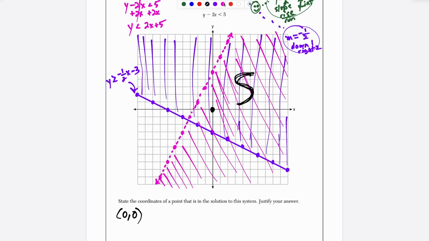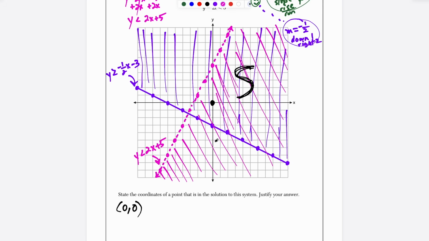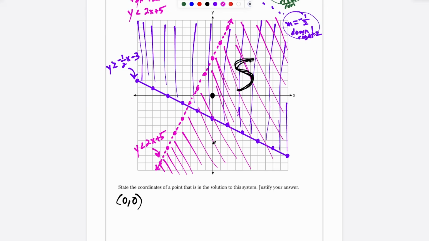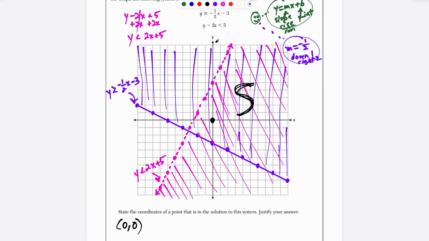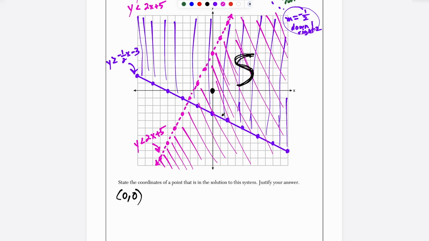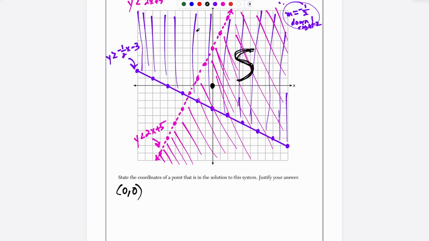And maybe before we do that, to be extra safe, I'm going to label this one here as y less than 2x plus 5. So now both inequalities are labeled. For the justification, how do I know that this point satisfies both? I'm going to plug 0, 0 into both of the inequalities to show they satisfy both. So for the first one, I'm plugging in: we have y greater than or equal to negative 1/2 x minus 3.